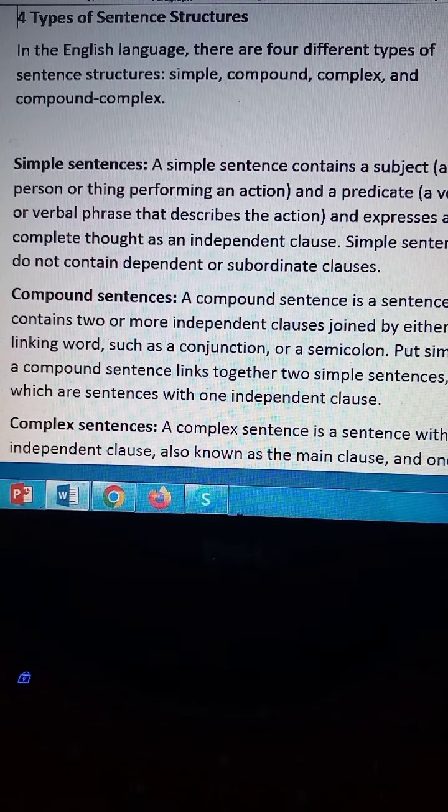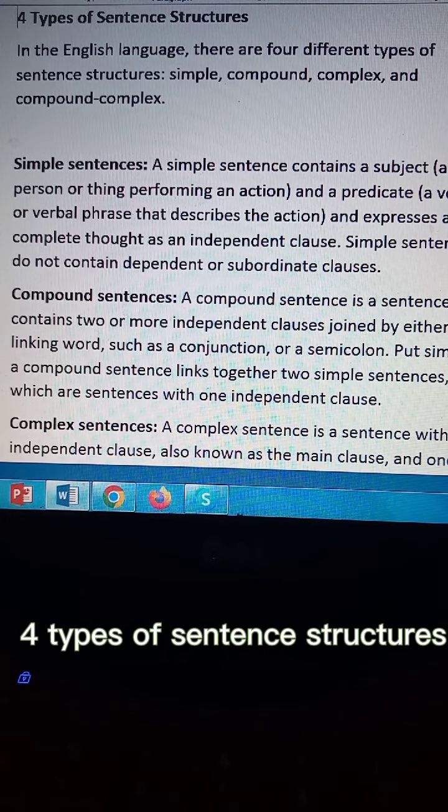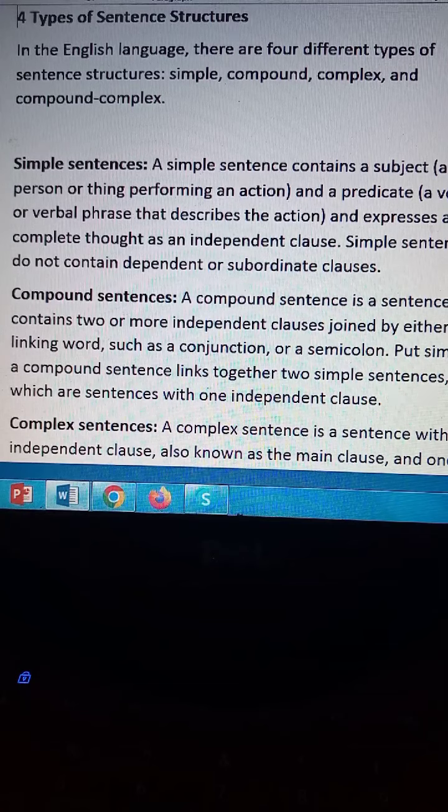Today I would like to touch upon the 4 different types of sentence structures, which is very important for your IELTS exam. You need to be aware, you need to know how to structure different sentences. So to begin with, for starters, let me talk about the first one.